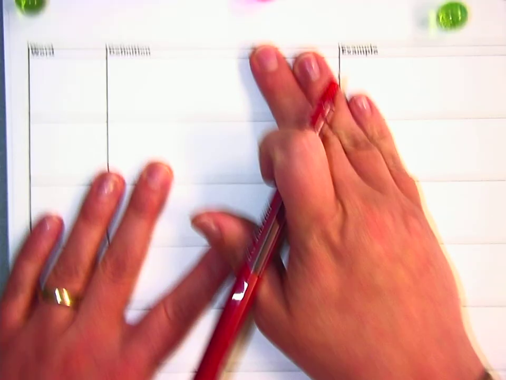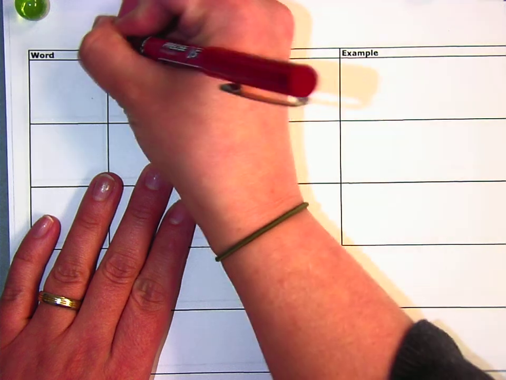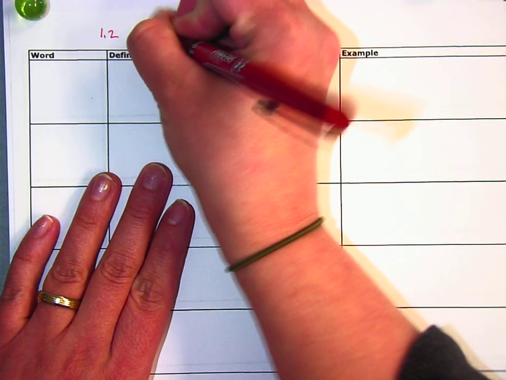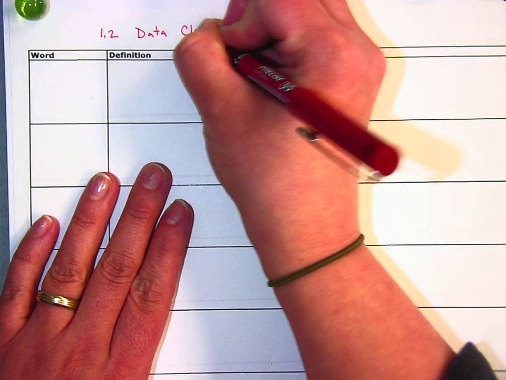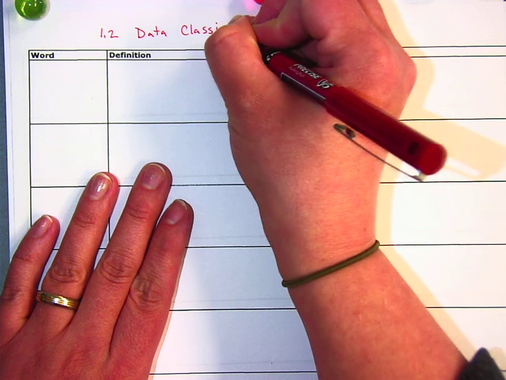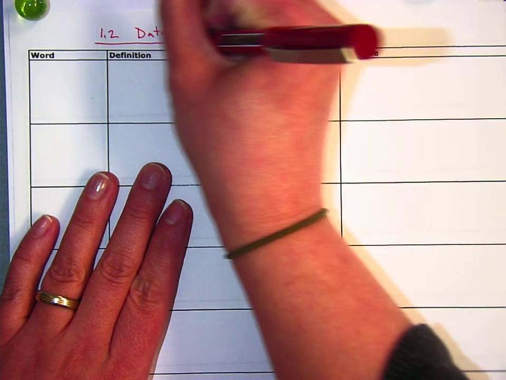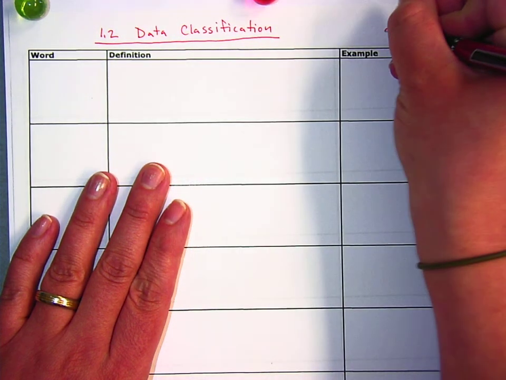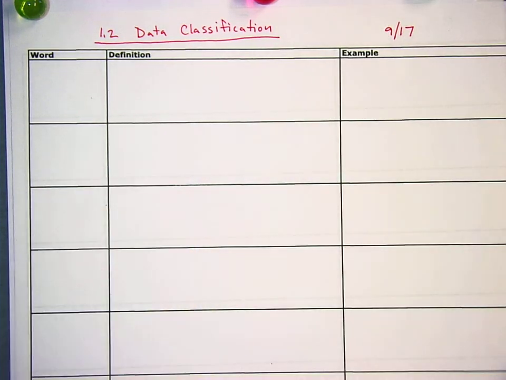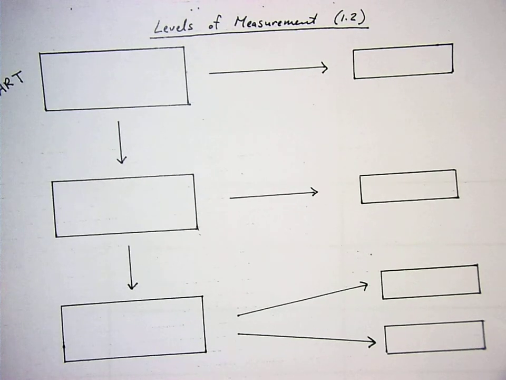Okay, so today we're doing 1.2, data classification. You can add these definitions to the ones that you already have started. Or you can start a new sheet or do definitions in your notebook, whatever you want. Okay, so we're doing 6 definitions today, and we're going to be doing this flow chart.